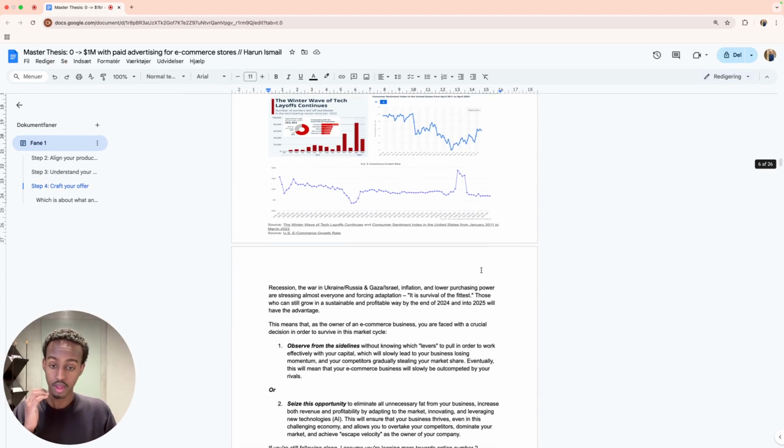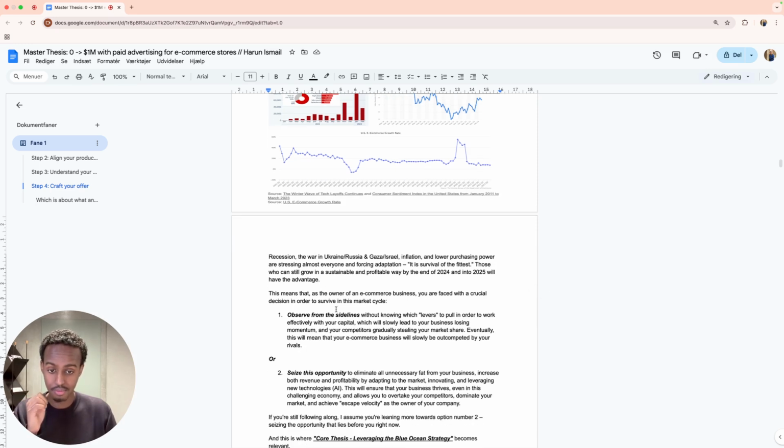And so reasons for that is obviously recession, the war in Ukraine and Russia, and also the war in Gaza and Israel. Inflation and lower purchasing rate are stressing almost everyone and forcing adaptation. It's the survival of the fittest. Those who can still grow in a sustainable and profitable way by the end of 2024 and going into 2025 will always have the advantage.